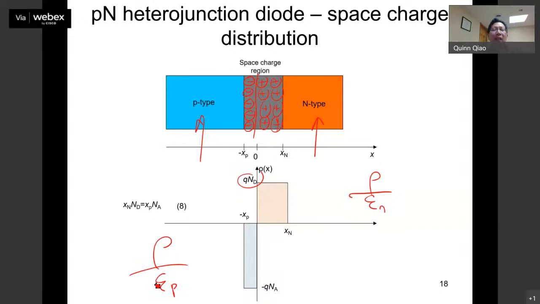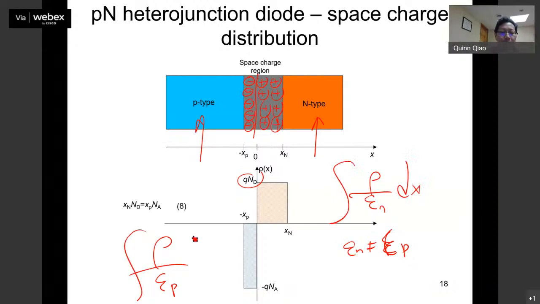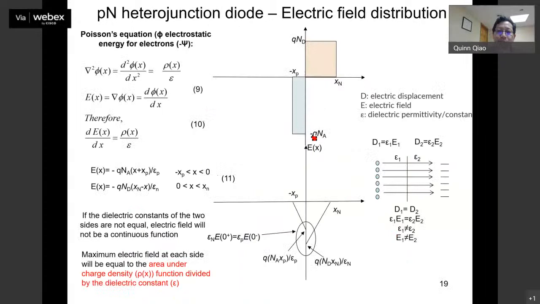Now, since the P and N are different materials, because one is amorphous, one is crystalline, so epsilon N is not equal to epsilon P. Okay, that's it. Now, if you do integration of this, to integration of this left one, you get something like this. Integrate on the right side, you see something like this, because left one you have epsilon P, right one epsilon N. That's why they are different, even the charge is the same.